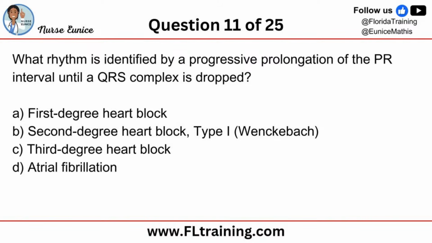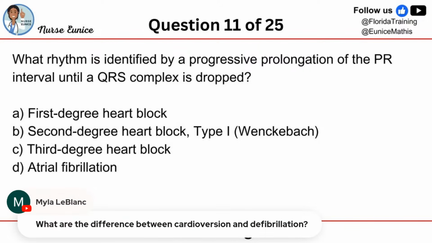What rhythm is identified by a progressive prolongation of the PR interval until a QRS complex is dropped? Is it A, first degree heart block, B, second degree heart block type 1? We used to refer to it as Winky Bach. C, third degree heart block, or D, atrial fibrillation? Right, giving you a few seconds to put your responses in the comment, and then I will answer Myla's question.